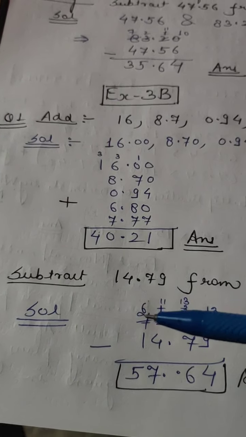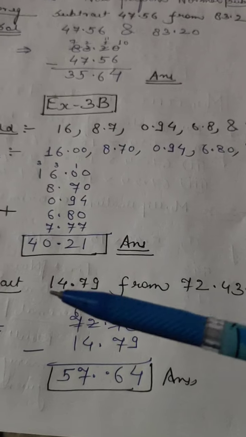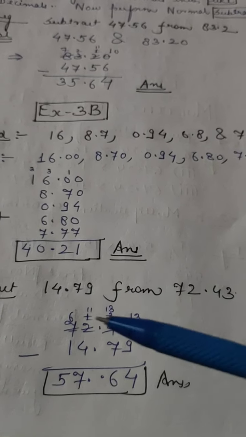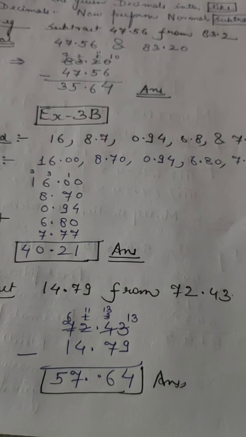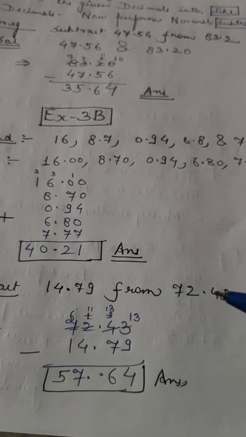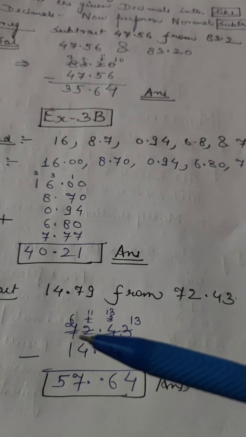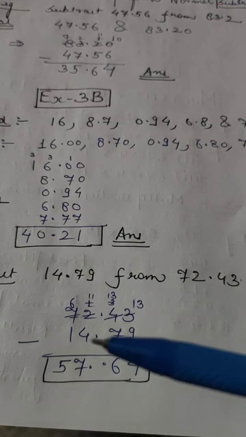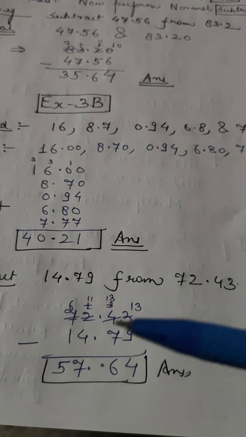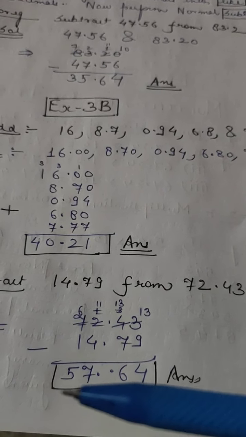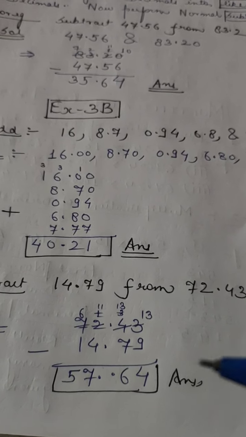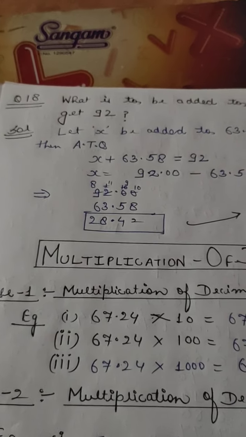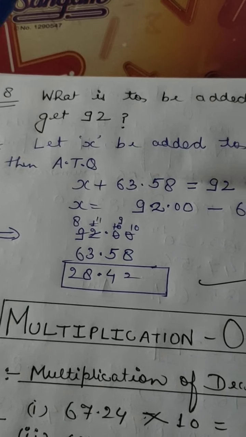Now question number 9 I have solved. This is based on subtraction. We have to subtract 14.79 from 72.43. See here both the decimals are already in like form, so we just write down 72.43, and below it we write 14.79. We have performed the normal subtraction, and we will get the answer 57.64.